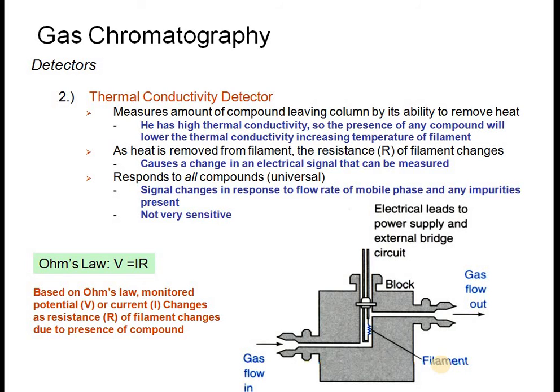This is the thermal conductivity detector. Gas flow in, and this is the filament, and this is the block, and this is the circuit, and gas flow out. Based on Ohm's law: V = IR, where V is voltage, I is current, and R is resistance. Monitored potential V, current I, and resistance R.